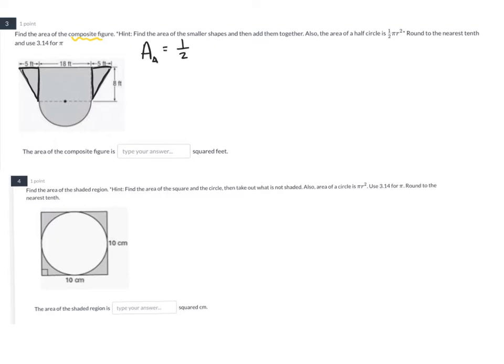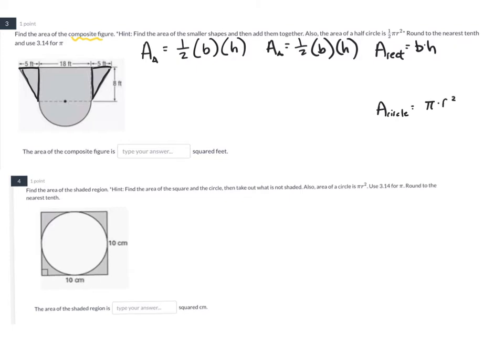The triangle formula is 1/2 base times height. And there's two triangles, so I'm going to do that twice. And then there's a rectangle, so I'll do the area of the rectangle, which is base times height. And then there's a semicircle, which is half of a circle. So for the semicircle, I'm just going to take the circle formula, which is pi times the radius squared. And since it's a semicircle, I'll just divide it all by 2. That'll give me a semicircle. All right, so I got all 4 of the shapes that I saw.